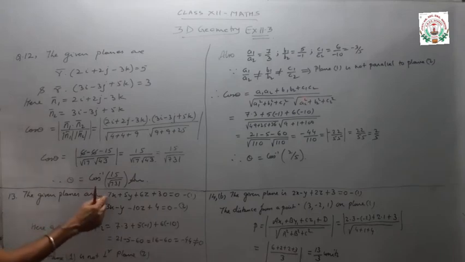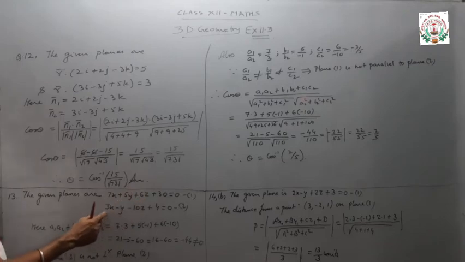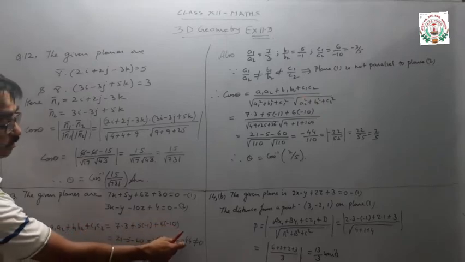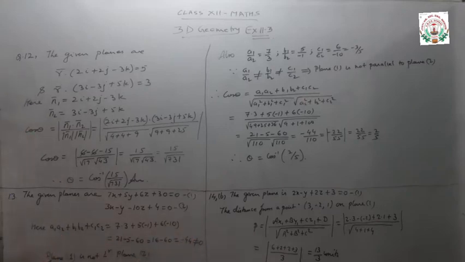So a1 is 7, b1 is 5, c1 is 6, a2 is 3, b2 is minus 1, c2 is minus 10. For the condition of perpendicularity, we have to check a1a2 + b1b2 + c1c2. When we solve it, it gives us minus 44, which is not equal to 0. Therefore, plane 1 is not perpendicular to plane 2.